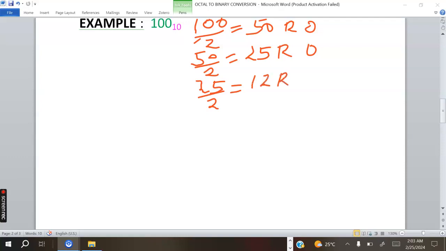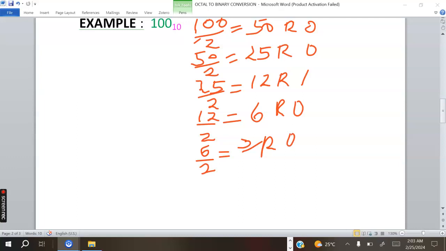12 remainder 1. Then we have the 12 divided by 2, which is 6 remainder 0. Then the 6 divided by 2, which is 3 remainder 0. Then the 3 divided by 2, which is 1 remainder 1. And lastly, 1 over 2, which is 0 remainder 1.